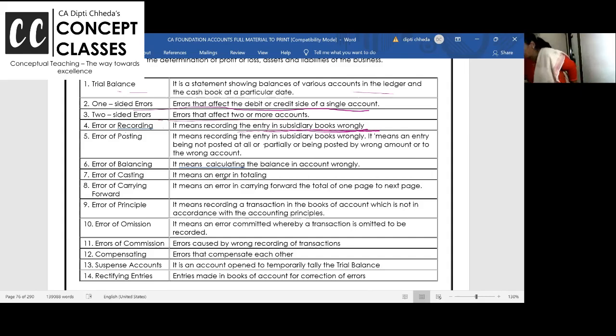Just 1 second, I'll pick that. 2 minutes, just read it, please.